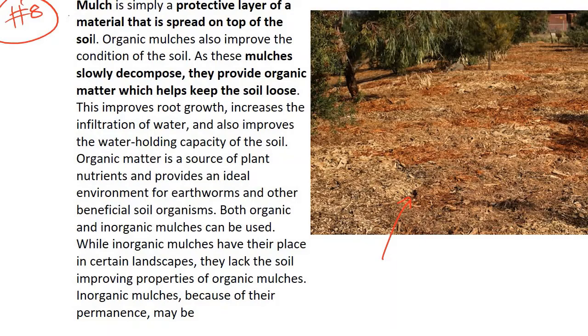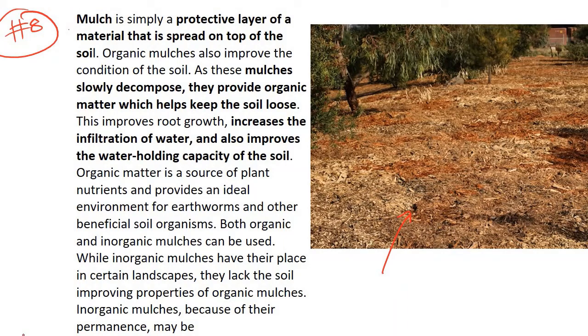Now, we'll just quickly go through the benefits of this. Mulch is a protective layer of a material that is spread on top of the soil, like straw. Organic mulches also improve the condition of the soil as these mulches slowly decompose. Remember this, they slowly decompose. They provide organic matter, which helps keep the soil loose. It improves root growth. It increases the infiltration of water and also improves the water holding capacity of the soil. So these are the benefits of mulching, right? Organic matter.